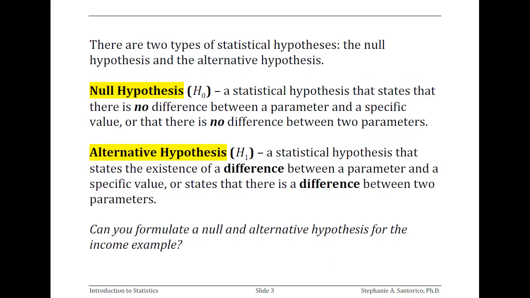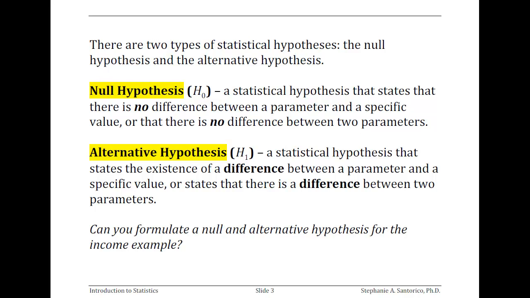When we set up hypotheses, there are going to be two types. And this is going to be important because our tests are going to be set up to compare what we call a null hypothesis to an alternative hypothesis. A null hypothesis, it's null, okay, null meaning no difference. So it's the statistical hypothesis that states there's no difference between a parameter and a specific value, or that there's no difference between two parameters, right? So this is the thing that we start with. We say there's no difference, and then we're going to look for evidence that says that's not actually true.